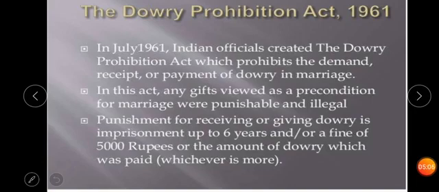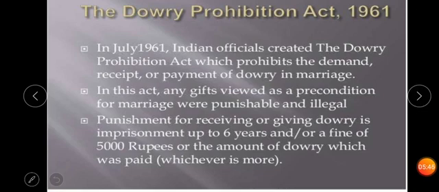It was passed in 1961 to prohibit the demanding, giving and taking of dowry. As described by the Dowry Prohibition Act, dowry is the demand for property by the groom's relatives from the bride's parents. So it was a very heinous crime in the society. Means you are asking to take something by force. Sometimes you used to commit some crime for that. So it was a very heinous crime in the society.